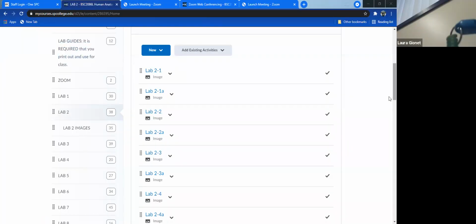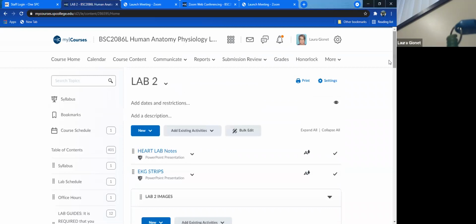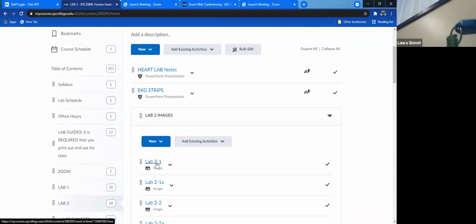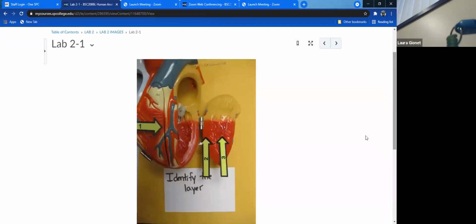Okay, so now we are here under lab 2. Again, we find the lab guides under lab guides, so that way you can print them all out at once, or you can do 4 at a time. Then we go to lab 1 and lab 2. So we're in lab 2, heart lab notes. Here are the EKG strips. I'm going to go back to those at the end. I'm first going to go through all the images and identify all the anatomy, which you really do on your own. But here, let me move this out of the way.